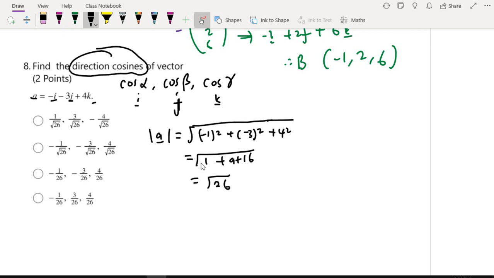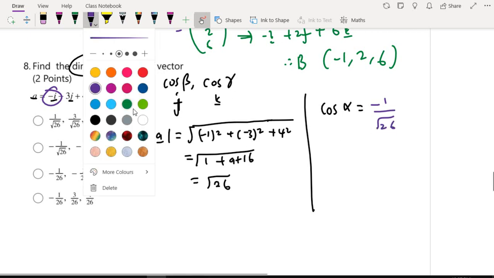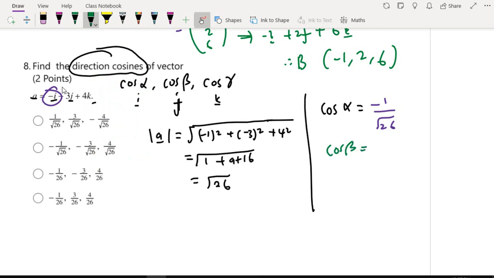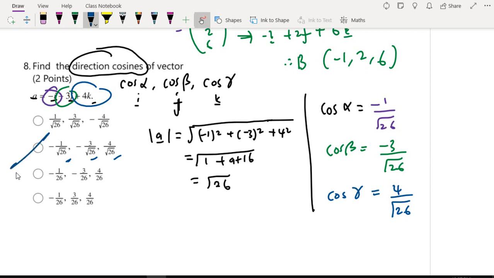which is root 26. Okay? And then every component. Cos alpha is equal to, take component i, which is negative 1, so negative 1 over root 26. For component j, cos beta, negative 3 over root 26, and then for component k, cos gamma, 4 over root 26. So the answer is negative 1 over root 26, negative 3 over root 26, 4 over root 26. Okay, this is the answer. This is the direction cosine of the vector.